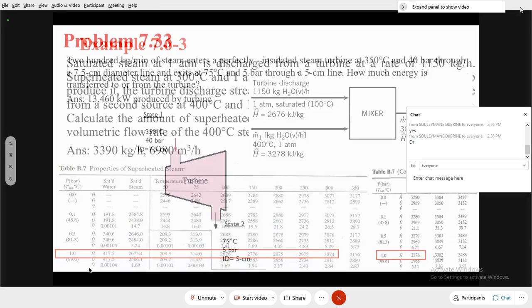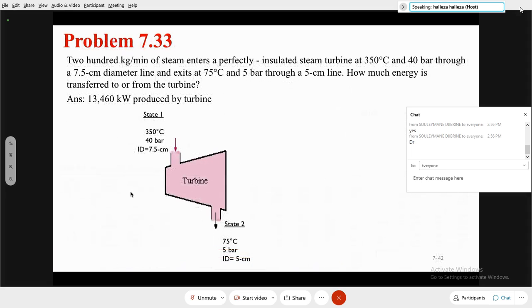Now, this is one problem from the back of the chapter, from the third edition. The flow rate is 200 kilogram per minute of steam coming in at a temperature of 350 degrees C, 40 bar, flowing inside a diameter of 7.5 centimeter, and the outlet is going out at 75 degrees C, 5 bar, and 5 centimeter. The question is, how much energy is transferred to or from the turbine?